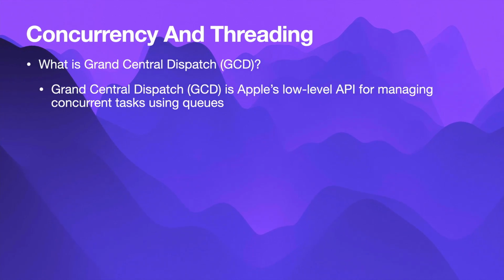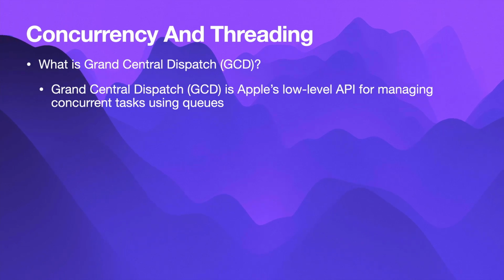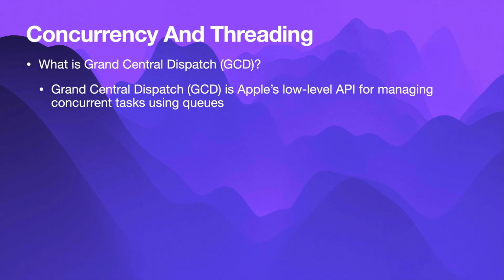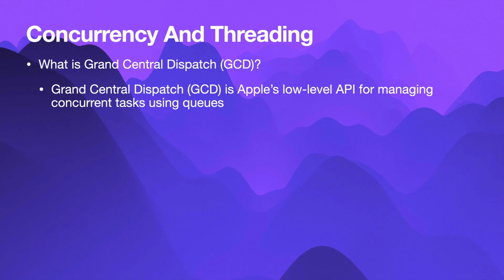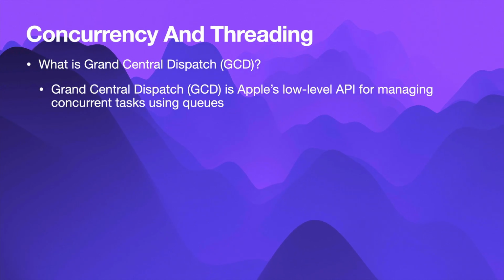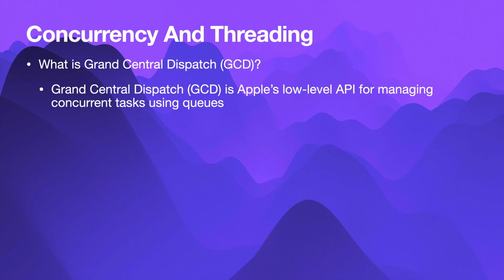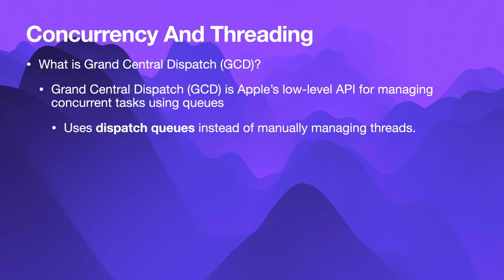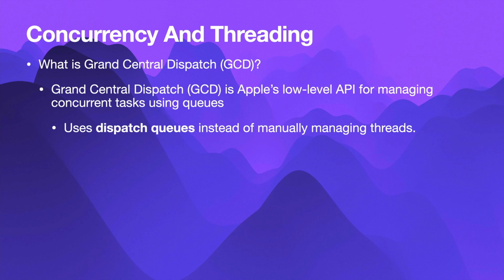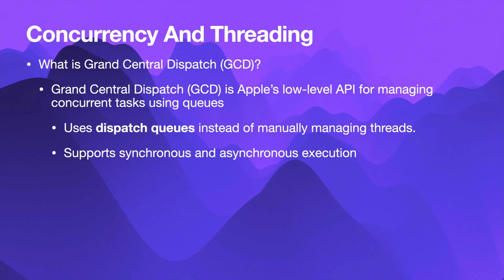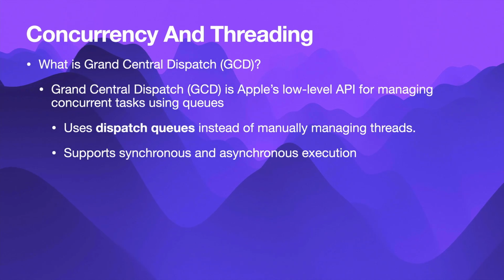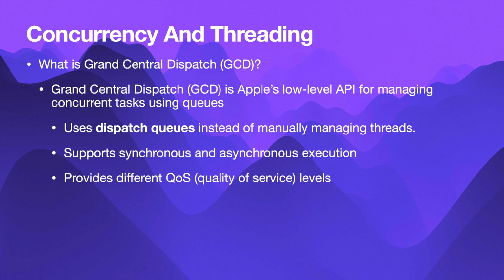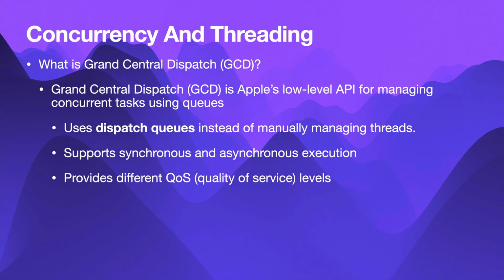So this is a low-level API for managing concurrent tasks and queues. Before Swift concurrency came out with stuff like async await and tasks and task groups and all that stuff, this is what we had to use back in the day to manage concurrency and the concurrent execution of tasks, and offloading tasks from the main thread to the background thread and back from the background thread to the main thread, and so on and so forth. So this uses dispatch queues instead of manually managing threads. This supports synchronous and asynchronous execution, as does Swift concurrency. And it provides different quality of service levels.